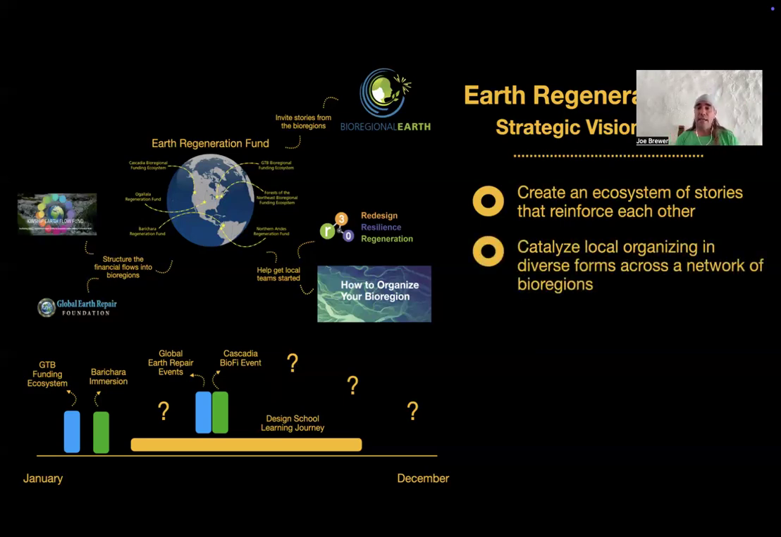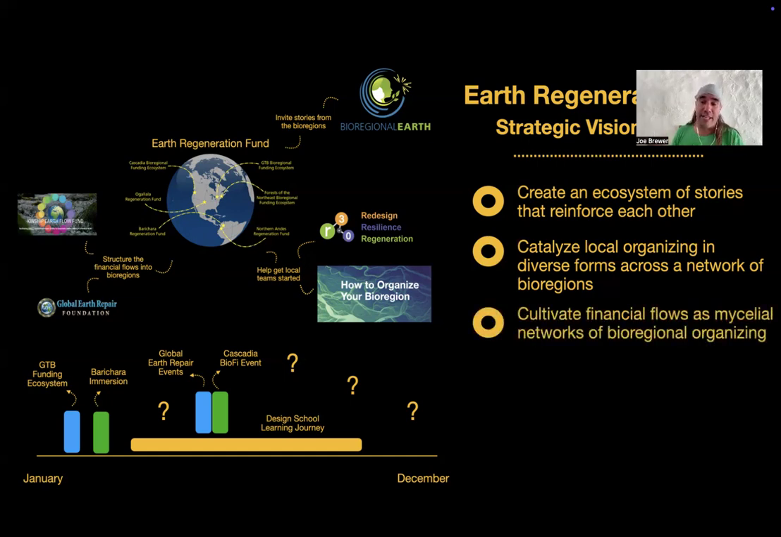Second is to catalyze local organizing in diverse forms. So this can be global earth repair, local events. This can be permaculture convergences. This can be design immersions connected with the learning journey. This can be confluences connected with R3.0 or other kinds of organizing. We want to catalyze them through the storytelling and through the fundraising that we're doing so that a network of bioregions is self-organizing around these patterns.